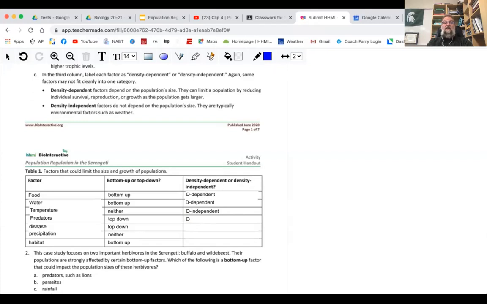Predators are definitely density dependent. Denser populations mean more food for more predators. That is going to affect the predator population. Less dense, less success for predators. Disease is definitely density dependent.